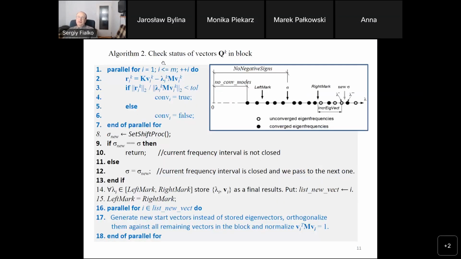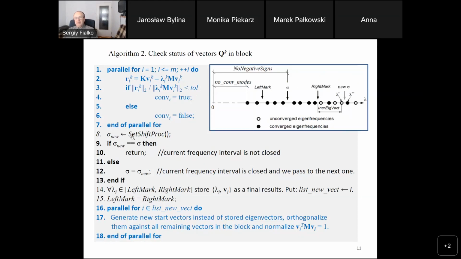Here is presented algorithm 2, which checks the status of vectors in block Q. In the first parallel region, for each iterated mode i, we evaluate the residual vector R and compute the norm of the relative error. If this norm of relative error is less than the required tolerance tau, we mark this mode i as convergent. Otherwise, we mark it as unconvergent.